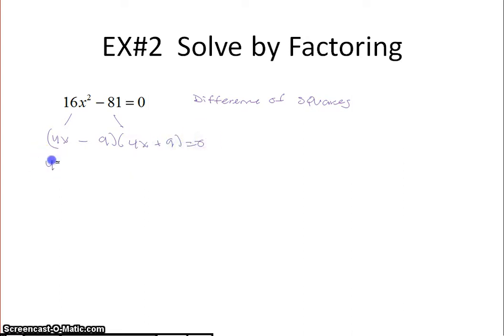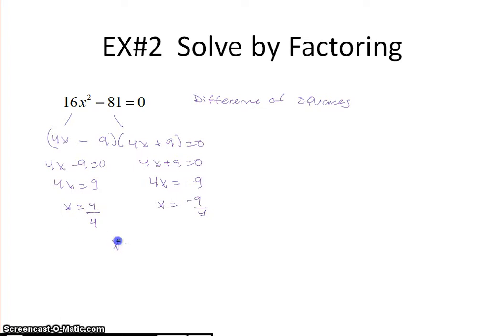And then you set each equal to 0. 4x minus 9 is 0. 4x plus 9 equals 0. And just solve. 4x equals -9, x is -9/4. Or 4x equals +9, x is +9/4. So you get x is plus or minus 9/4. And you can check it the same way by plugging it in.